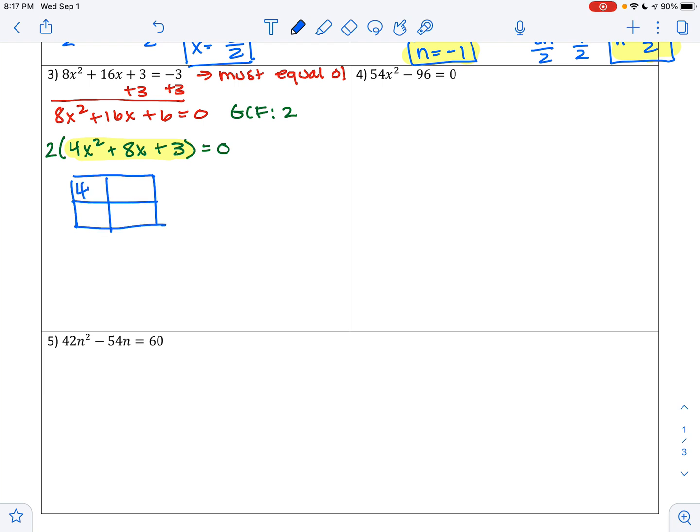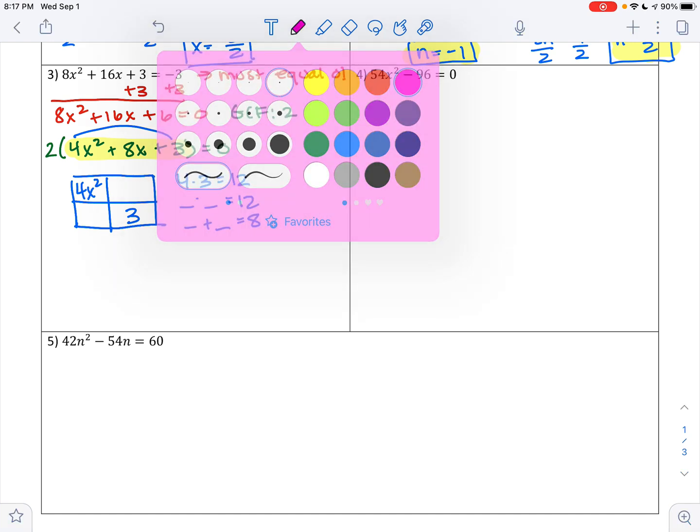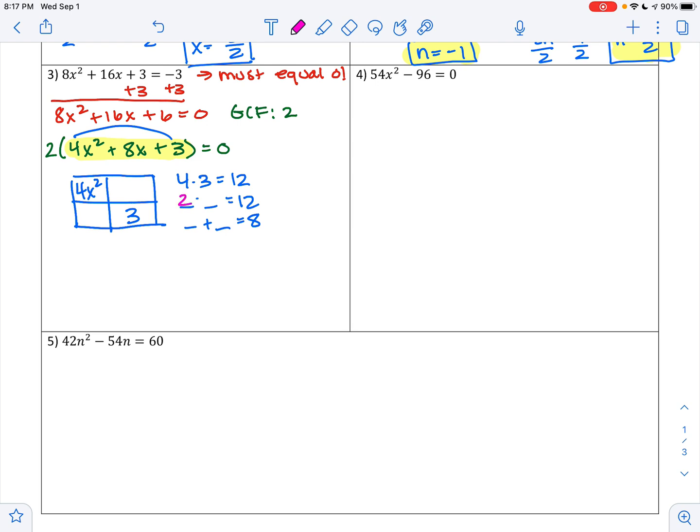First term goes in the first box, last term goes in the last box. You always want to multiply your first number by your last number. 4 times 3 is 12. So I am looking for factors of 12 that add to 8. Well, that's going to be the numbers 2 and 6, because 2 times 6 is 12 and 2 plus 6 is 8. Those are going to be the numbers that go in the empty spaces of the area model.